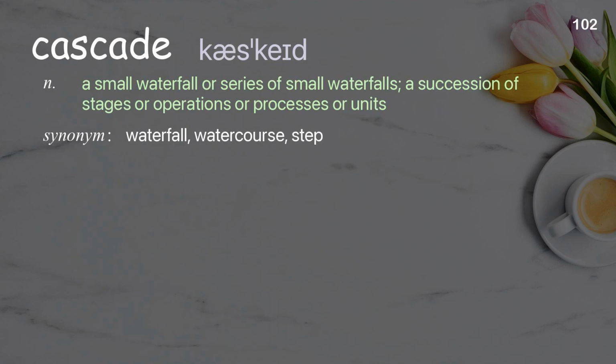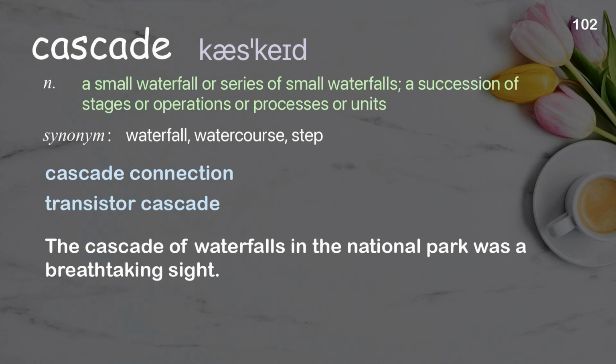Cascade: a small waterfall or series of small waterfalls; a succession of stages or operations or processes or units. Examples: cascade connection, transistor cascade. The cascade of waterfalls in the national park was a breathtaking sight.